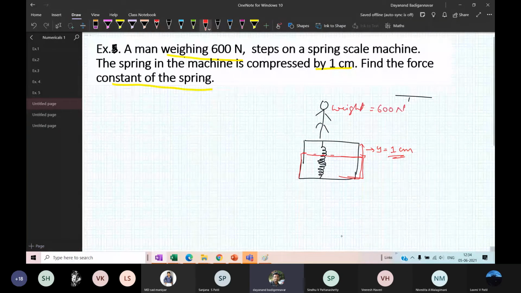A man weighing 600 Newton steps on a spring scale machine. Scale machine means a machine which is used to weigh.